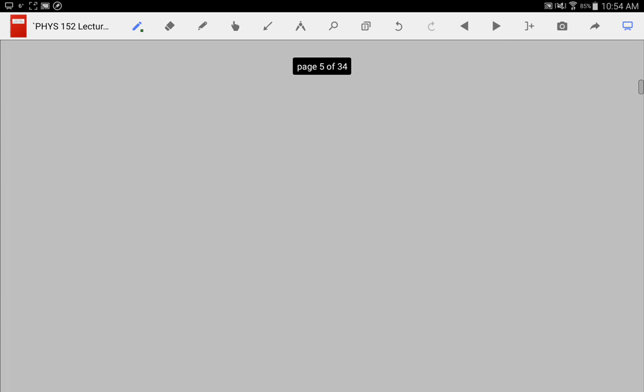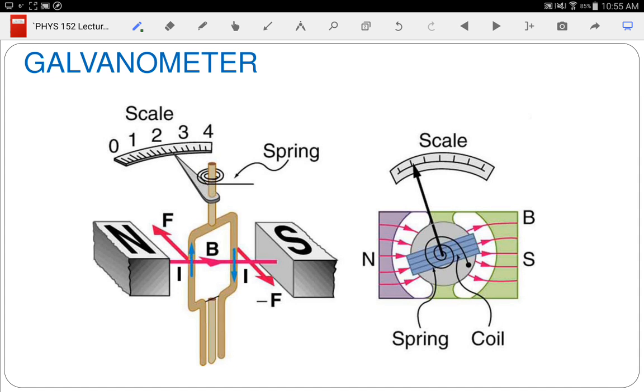Go forward. We will learn with the electric generator how this works in reverse. This here looks like an electric motor, but at the top of the slide it says galvanometer. The galvanometer is something that will measure how much current is going through a wire. The simple design for a galvanometer is that you have a loop in two magnets that looks just like the DC motor, right?